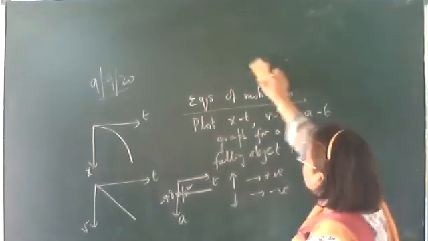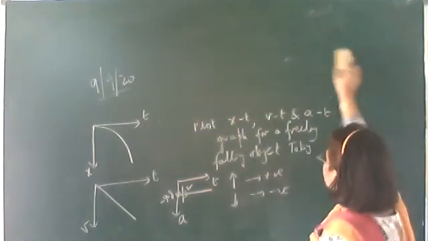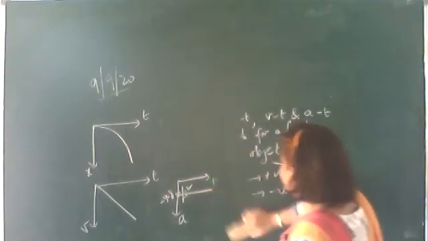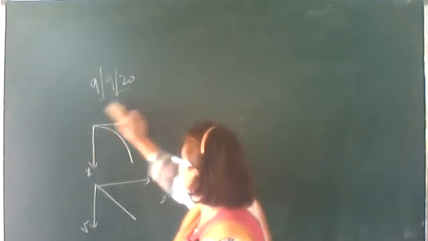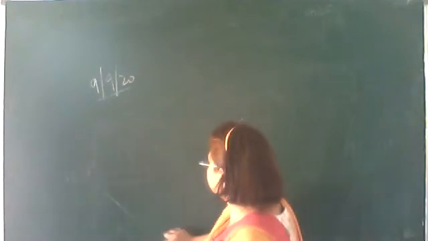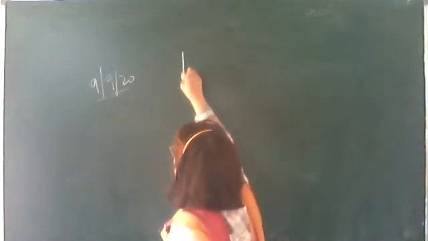Okay, write down. Derivation of equations of motion by graphical method. By calculus method we have already studied. Now by graphical method. Write down.